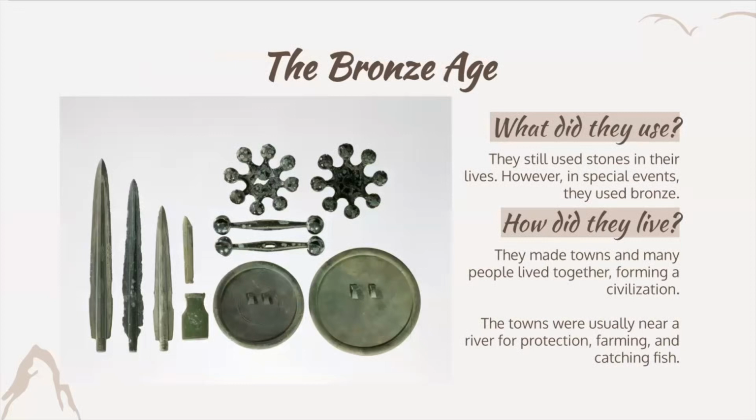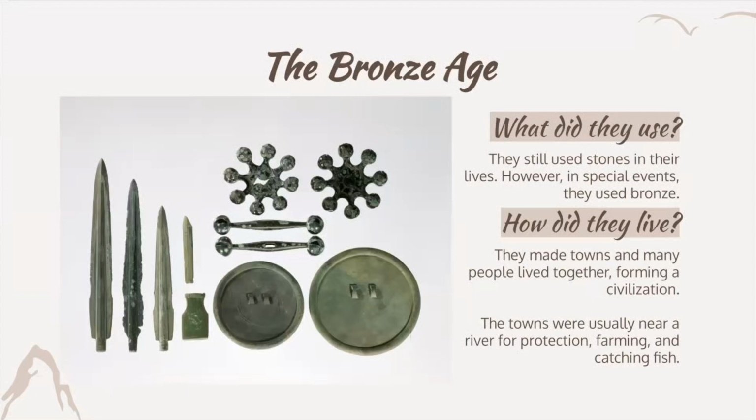How did people live during the Bronze Age? During the Old Stone Age, they did not have houses. They were nomads. During the New Stone Age, they had their own houses and they started to farm and raise animals. During the Bronze Age, they made towns and many people lived together. Civilization was formed.